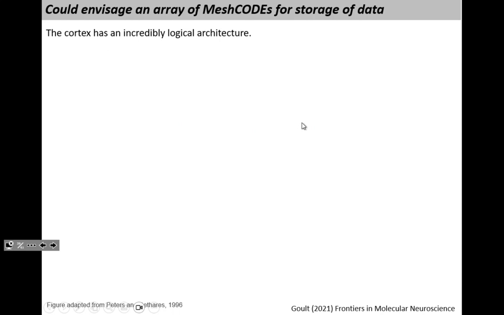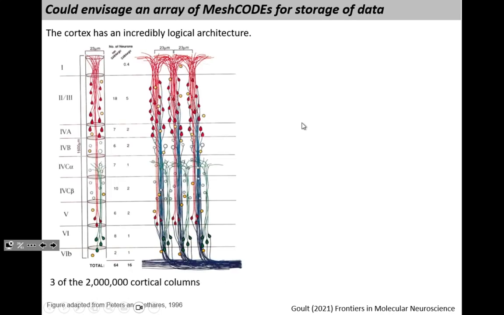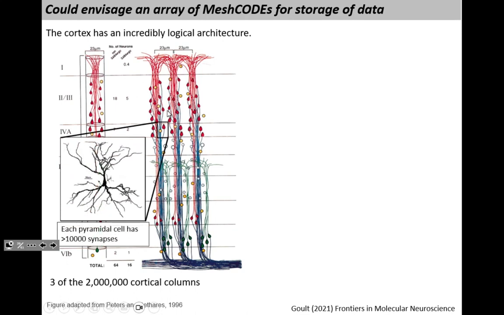And then you could envisage that if you had an array of these mesh codes, then you could write data. So this is what I really want to try and prove. This is the big aim of our research. If you look at what the cortex of the brain looks like, it's comprised of millions of these cortical columns. This is a beautiful drawing, by the way. I really admire this one. But each of these teardrops, they're incredibly repetitive, it's incredibly logical, and each of these teardrops has got 60,000 synapses.